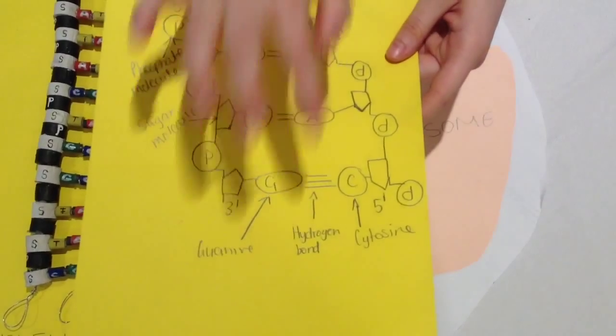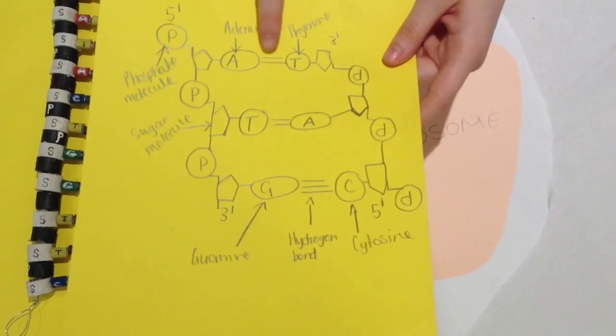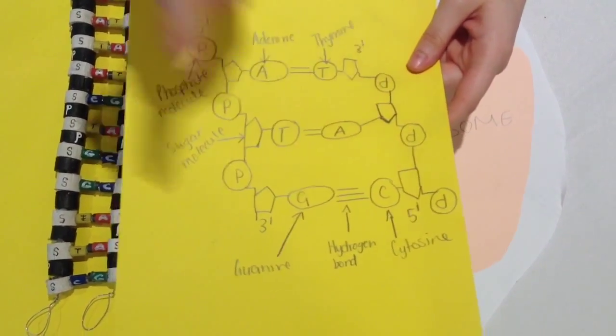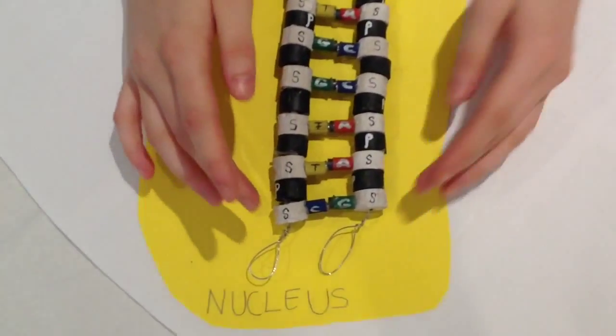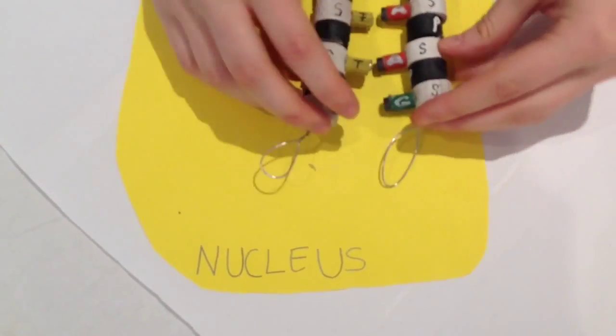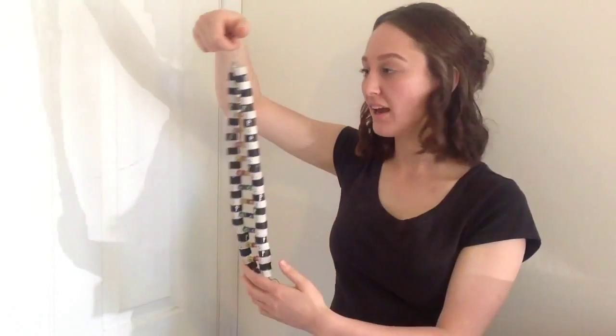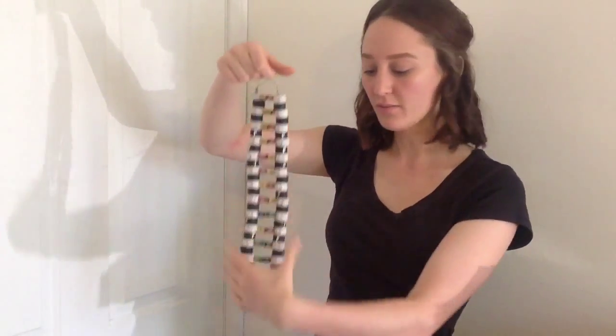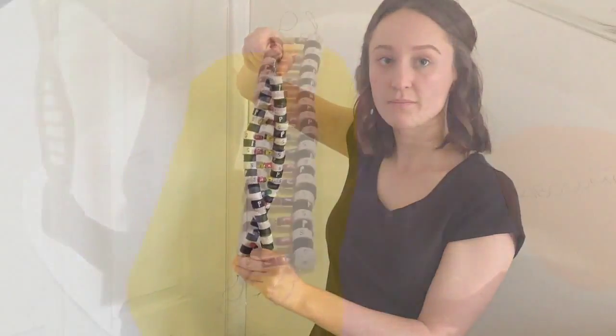The lines represent the hydrogen bonds. You can see that AT has 2 and GC has 3. In my model, hydrogen bonds are represented by the magnets. DNA is a double helix structure in which it basically looks like a ladder but twisted.